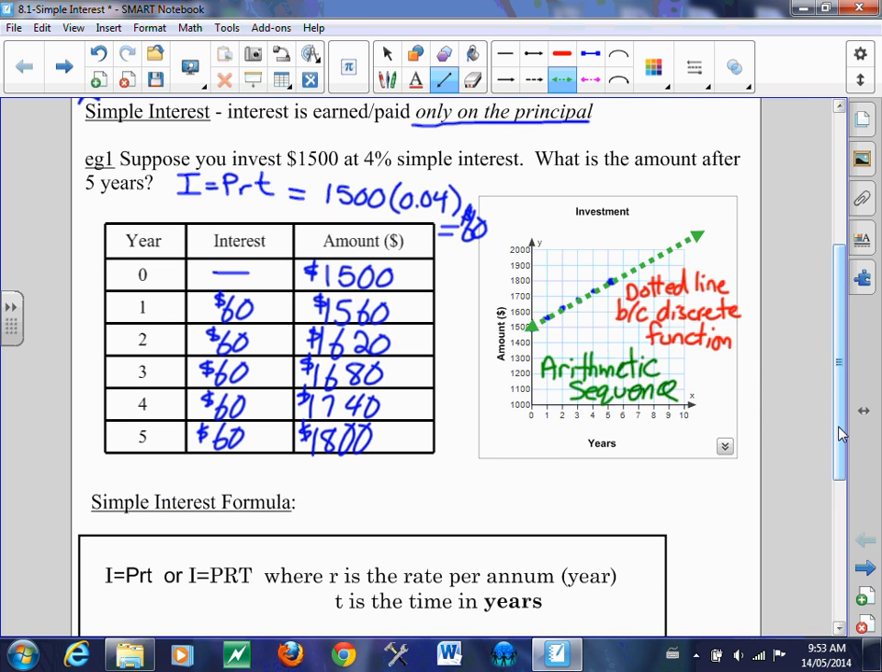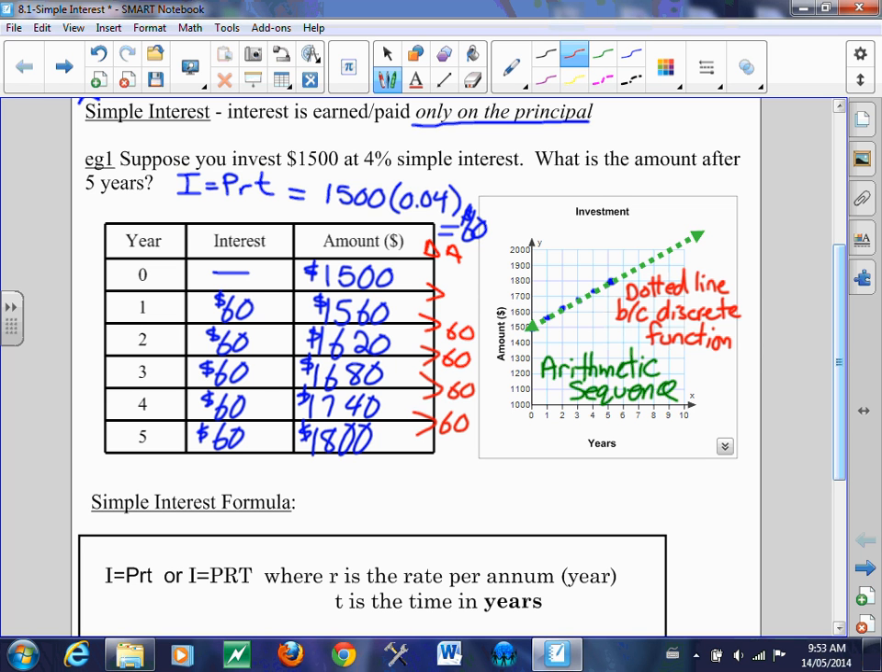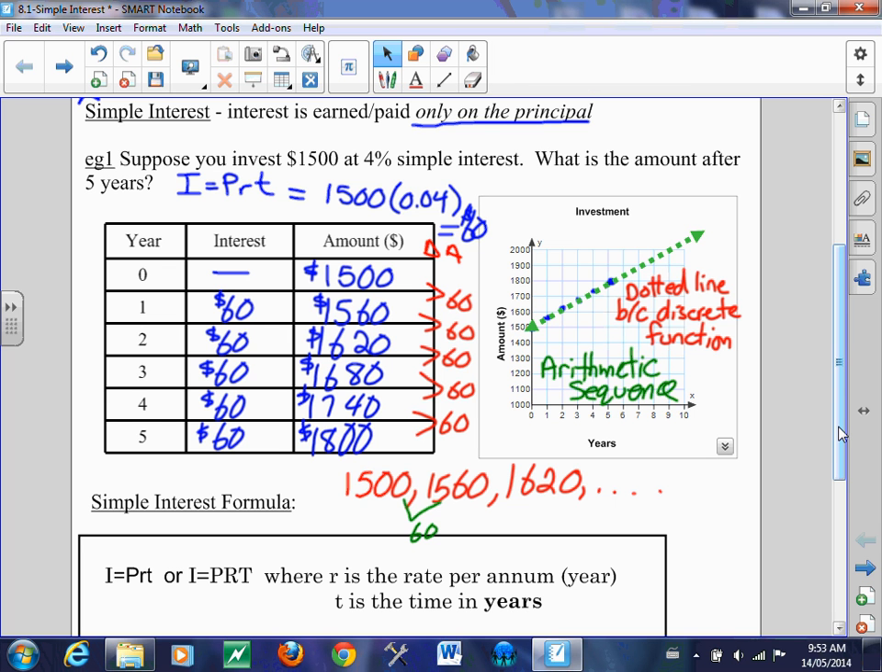And it's an arithmetic sequence because if you take a look, ladies and gentlemen, and do the change in the amount, or delta A, just like the first difference, the change each time is what? $60. Just think of those numbers in a line, just like we did last unit. You know A is 1,500. The difference in each case is going to be 60. So that's why we call it an arithmetic sequence.